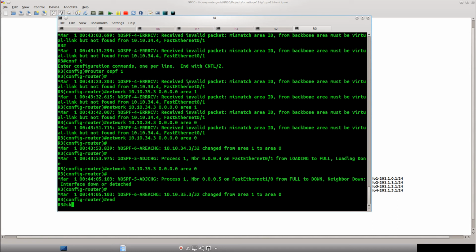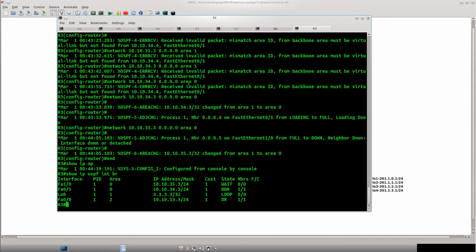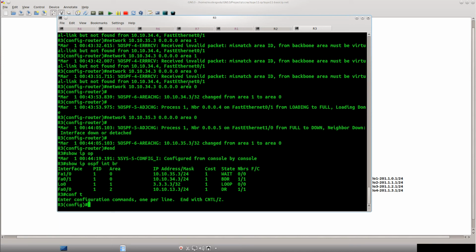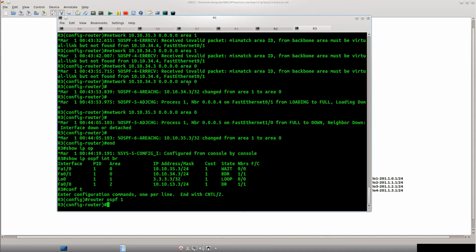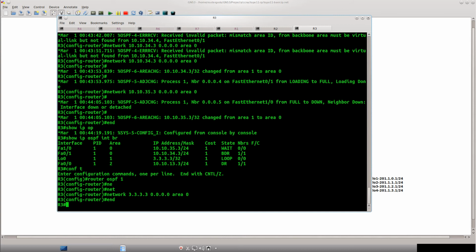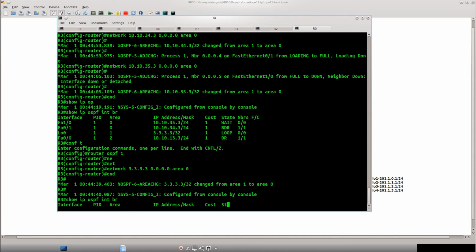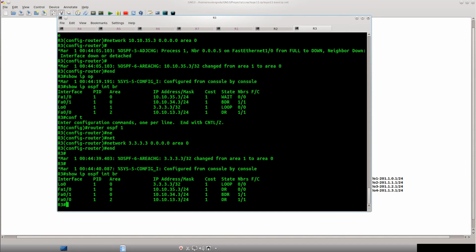And just verify that everything's working by show IP OSPF interface brief, and you'll see that you've got 2 links in area 0. Oh, we have to do our loopback as well. So router OSPF 1, network 3.3.3.3, all zeros, area 0. And now when we do our show IP OSPF interface brief, you'll see that you got 3 links in area 0, and the FastEthernet 0 link to router 1 is in area 2.